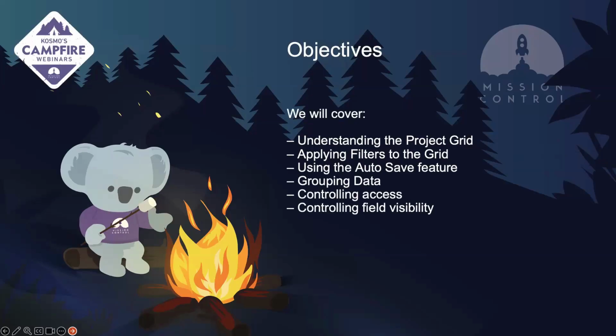Looking at our objectives today, we'll cover understanding the Project Grid tool, making sure you understand the application and the features that it provides, and applying filters to the grid. We'll use the autosave feature and enable that through the settings. We'll also be able to group the data in the ways that you need, to filter the data, to sort out the data, to pull the data that you need to see within your individual projects. Last but not least, we'll also be able to control access and field visibility through the field sets on the grid tool as well.